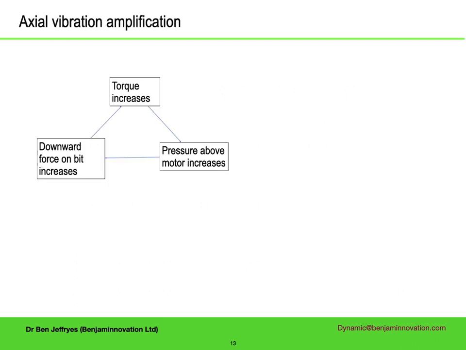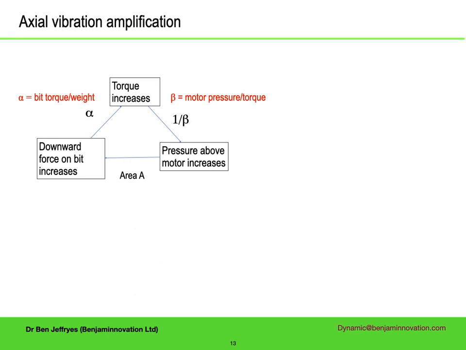Up until now, I haven't mentioned axial effects, but the pressure couples directly with axial waves, as we saw for the fluid and axial waves via tool joints. The problem is that there is a feedback loop. If the bit torque increases, then the pressure above the motor increases, which increases the downward force on the bit, which increases the torque.